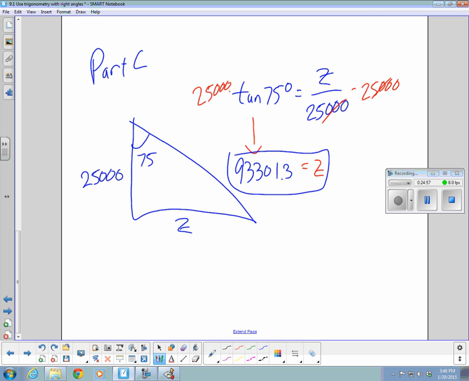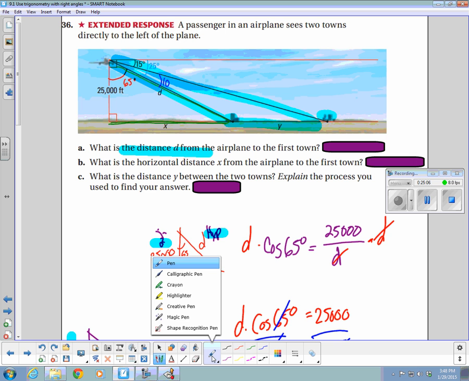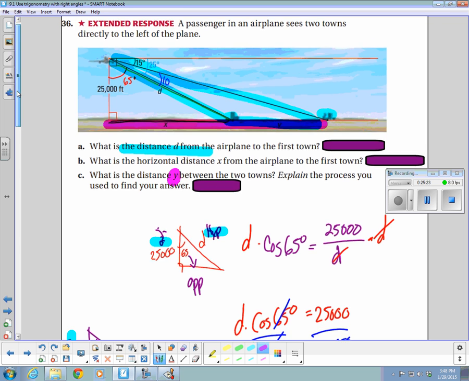Okay, what does that mean? That's the distance. Let's go back up to the top. We'll talk about what that is. That is this distance right here. Let me get a highlighter. I'll tell you what we just found. That's this distance, 93301.3. Okay, we just found that distance, but I don't want that distance. It says I want the distance y between two towns. So I need to take the total distance. I need to subtract what I found for x.